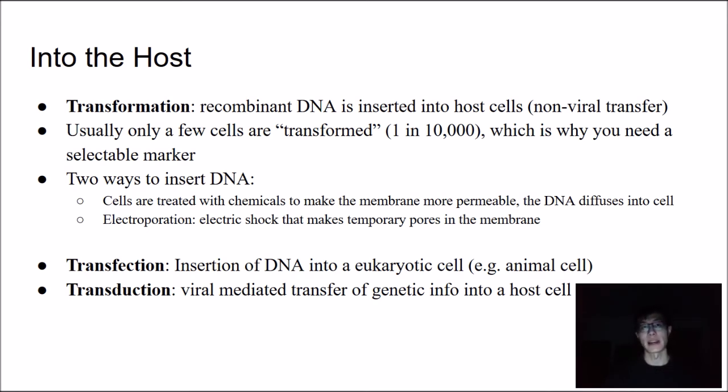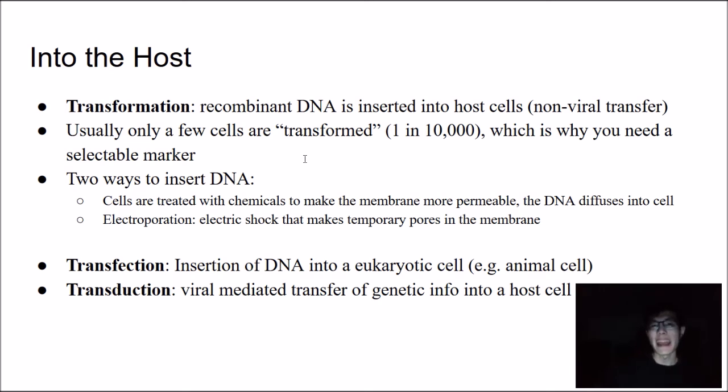There are a few ways you can actually get that DNA into a cell. One of the methods is actually with just transformation, where you're basically taking that recombinant DNA and inserting it into a cell with a non-viral transfer. So you're not using a virus. So this is more of a plasmid type situation with transformation. The problem is that oftentimes only a few cells are actually transformed. So maybe only 1 in 10,000 cells are actually going to be successfully transformed, which is why you need a selectable marker to basically eliminate the cells that didn't get transformed.